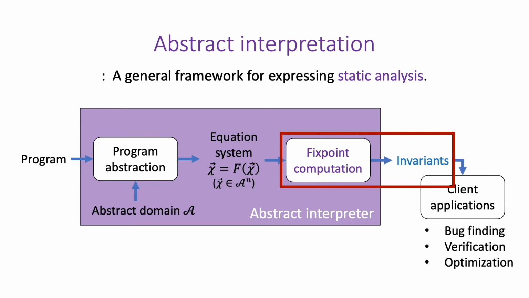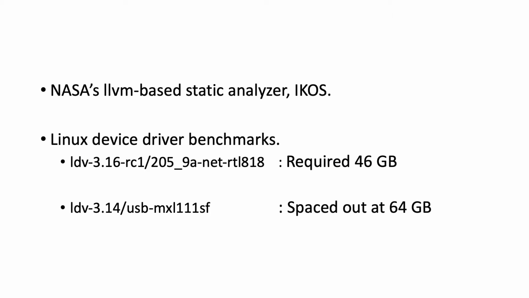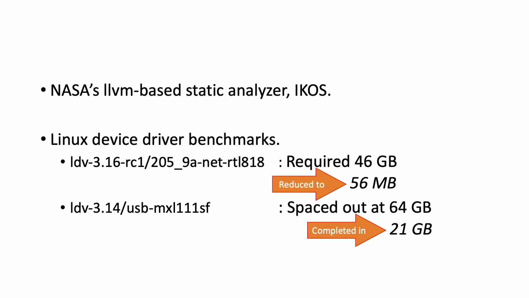Now, this step of generating invariance can take a lot of memory because real-world programs have a lot of program points and each abstract value can take a non-trivial amount of memory. For example, to analyze the following two Linux device driver benchmarks, NASA's open-source static analyzer required 46 GB to analyze the first and ran out of memory at 64 GB while analyzing the second. Using our approach, we could reduce the first to 56 MB and make the second complete using 21 GB.